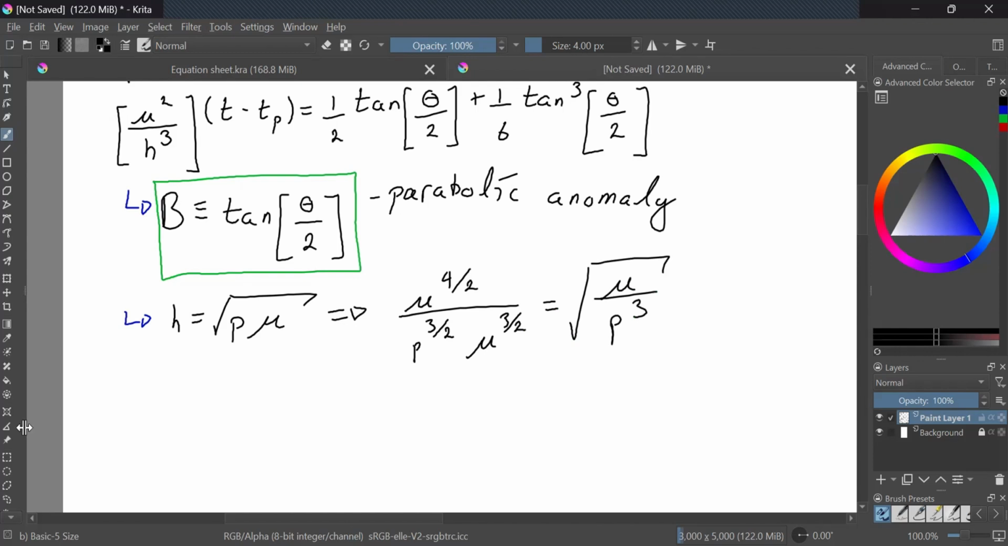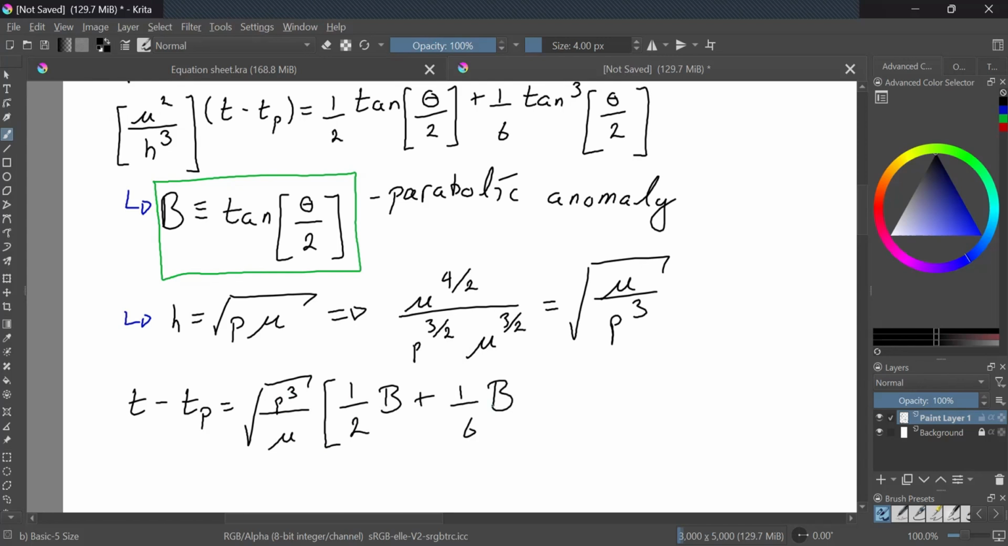And so when you solve for your t difference, t minus t sub p is equal to the square root of p cubed over mu times 1/2 b plus 1/6 b cubed.